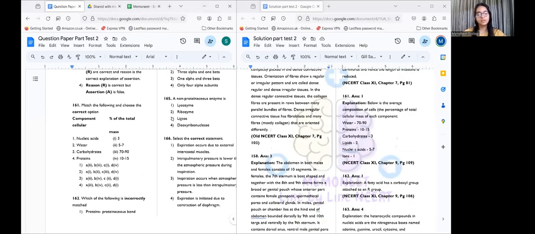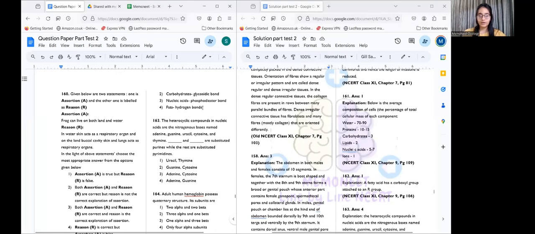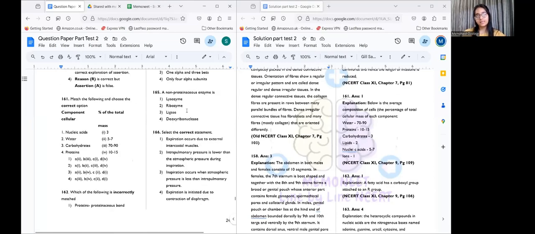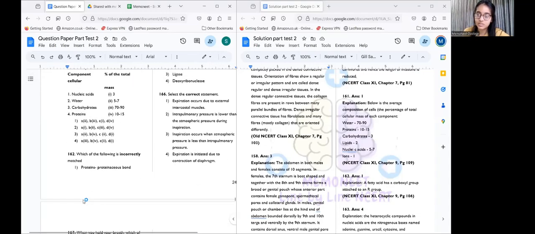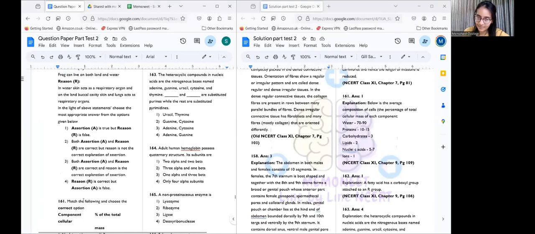Moving to question number 162, which of the following is incorrectly matched. The first is proteins have proteinaceous bonds. Carbohydrates have glycosidic bonds, nucleic acids have phosphodiester bonds, fats have hydrogen bonds. As we read during the anxiety that we have during the paper, we'll assume that proteins have proteinaceous bonds. That's correct. It's not. There is nothing like proteinaceous bonds. There are no proteinaceous bonds ever. There is no term like that. It does not exist. So the answer for 162, which is incorrect, is 1, proteins have proteinaceous bonds. They are incorrectly mentioned.